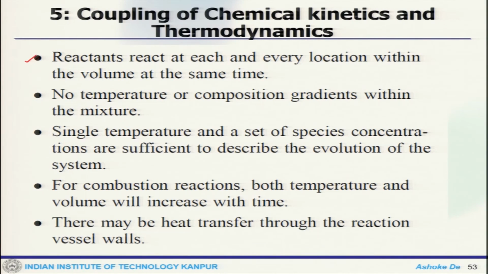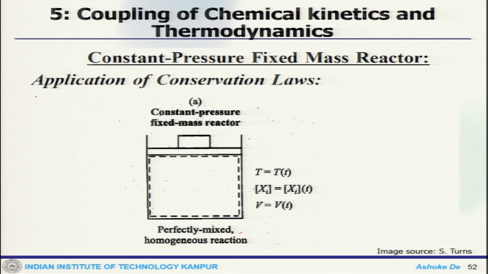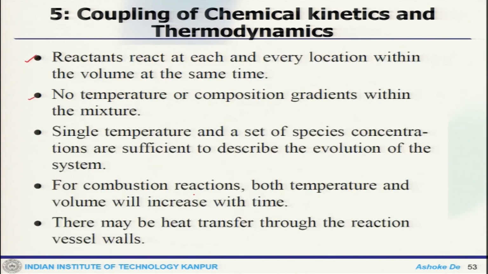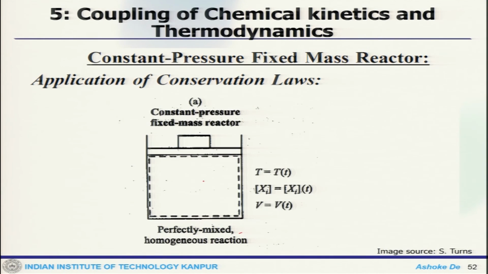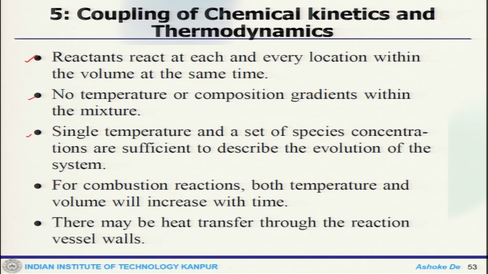Second, no temperature or composition gradient within the mixture, that means within this there will be no temperature gradient or composition gradient. Single temperature and set of species concentrations are sufficient to describe the evolution of the system. So, if we take this particular system, the evolution can be described by single temperature and set of species. And now, due to reaction, both temperature and volume will increase with time, and there would be heat transfer through the reaction vessel. So, that is also going to be there.